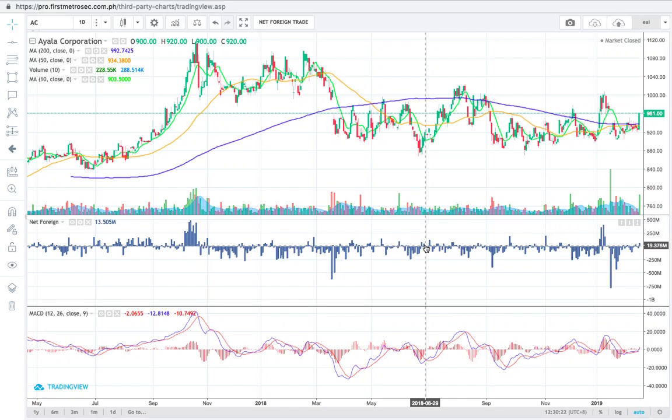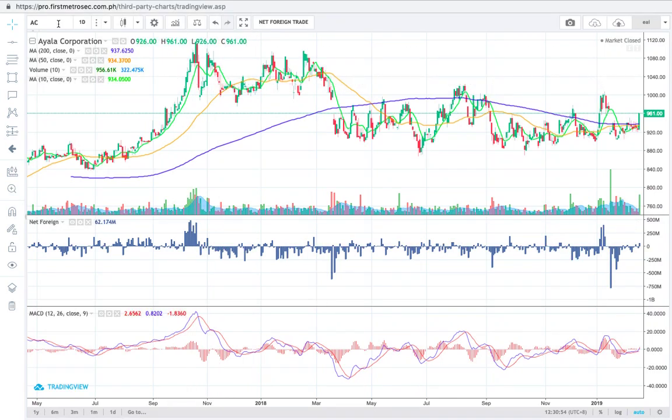Okay? So by now I do hope you already know what support and resistance levels are. And also by now I do hope you already know the two possible scenarios that could happen if and when the price draws closer to its support or resistance level. Okay, now it's about time to show you how I plot the support and resistance levels of a stock.